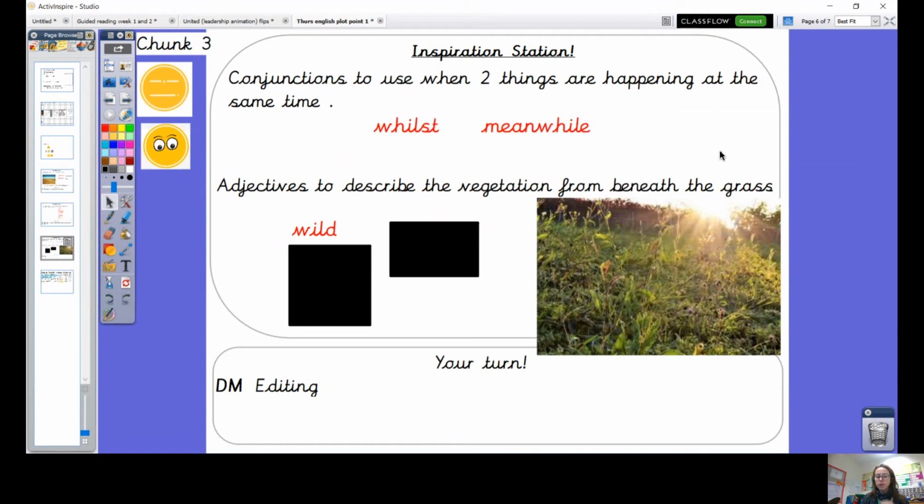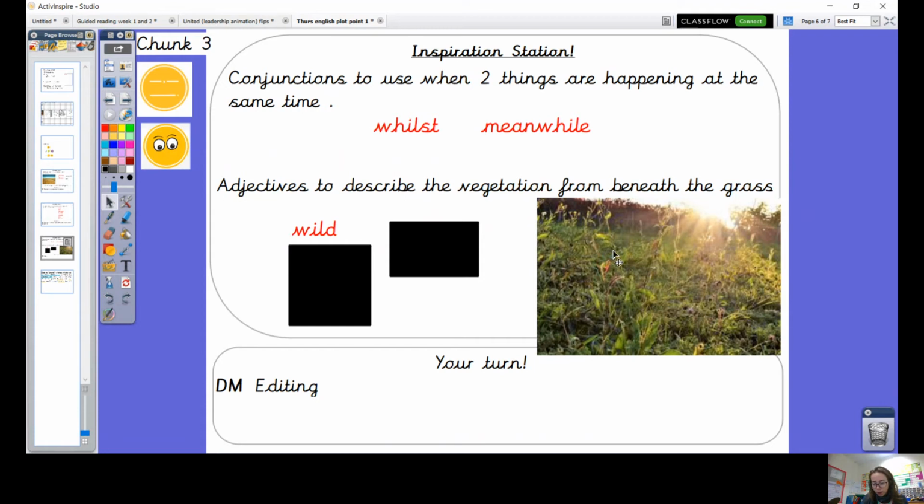So you've got the choice of whilst, so 2 things that are happening, or meanwhile would be another one. So 2 to choose from. Add those to your inspiration station now, so you've got 2 there to choose from. Pause the video and do that. And then we're going to think of some adjectives now to describe the vegetation, we could call it. The vegetation's like all the grassy, natural bits that we'd find on the floor of the grasslands. So adjectives to describe the vegetation from beneath the grass.